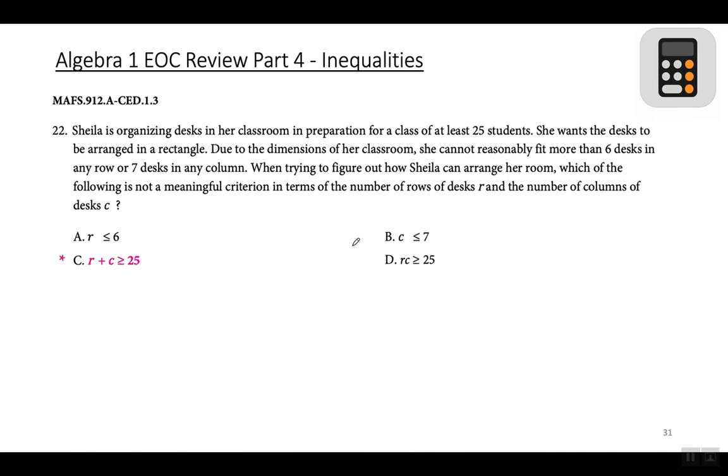All right, this is too easy. All right. At least 25 students. So it's got to be equal to 25 or greater than 25. All right, at least. Okay, you should just check that out, read it, and make sure you understand it.